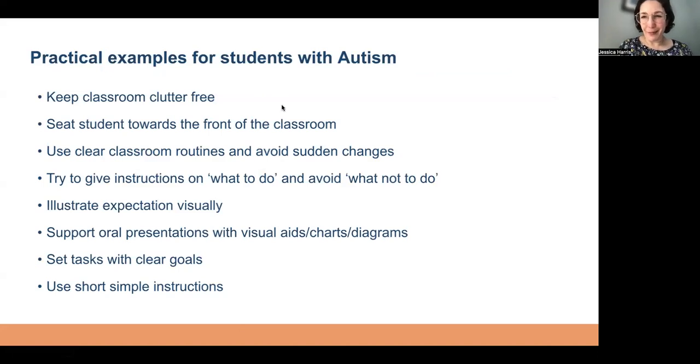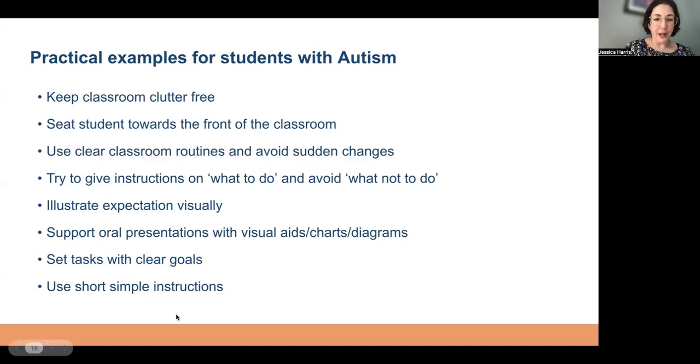So here are some practical examples that we found with those autistic students and clients that we have worked with. So we found that it really helps to keep the room clutter-free. To seat, if we're in a classroom, the student towards the front, that might really help them engage and focus. To use clear classroom routines and avoid sudden changes. To try to give instructions on what to do and avoid what not to do. So really providing clarity around what we need to do. To illustrate expectation visually, and that really would help consolidate to know what is expected of us. To support oral presentations with visual aids, charts, diagrams, and we're going to explore more about the importance of that multi-sensory input a little bit further in this session.